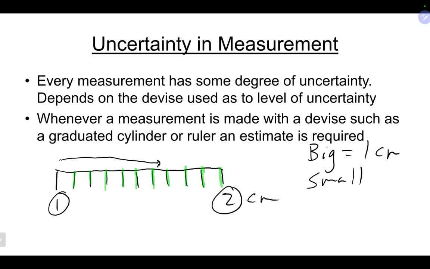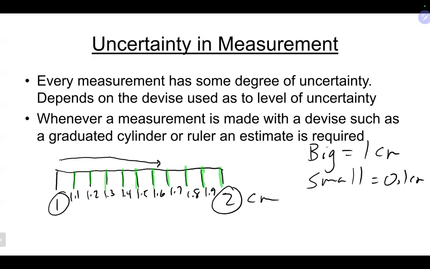Basically 0.1 of a centimeter, right? So each one represents 0.1 centimeters. This would be like 1.1, right? 1.2, 1.3, 1.4, 1.5, 6, 7, 8, and 9.